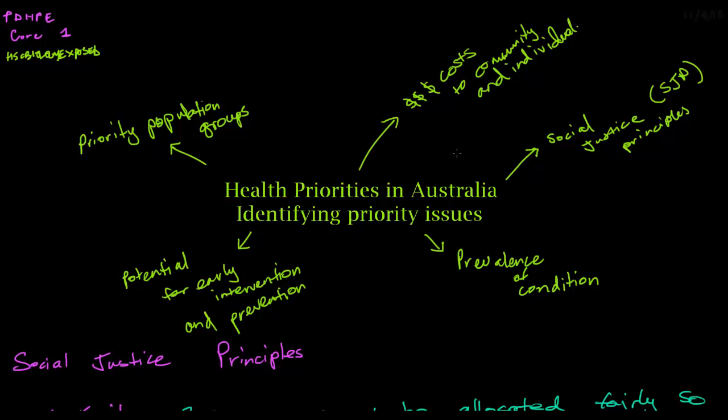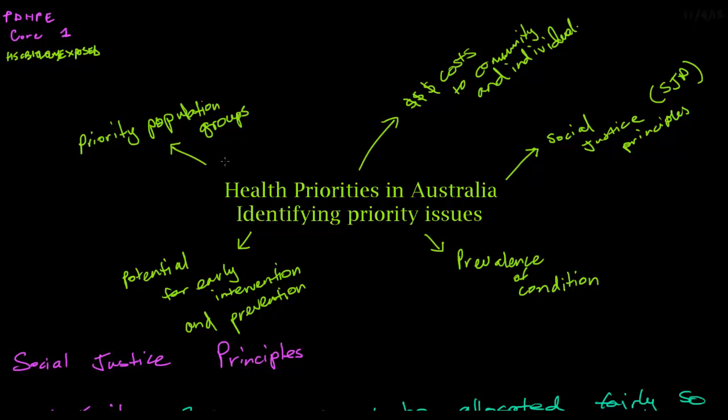Hey everyone, today I'll be going through PDHPE Core 1, Health Priorities in Australia, Identifying Priority Issues. I've made this little mind map here and it just shows you the stuff that we'll most likely be covering in this video topic. The first thing is priority population groups.